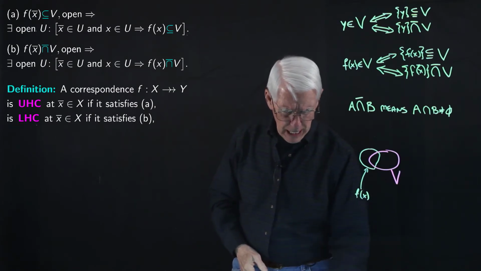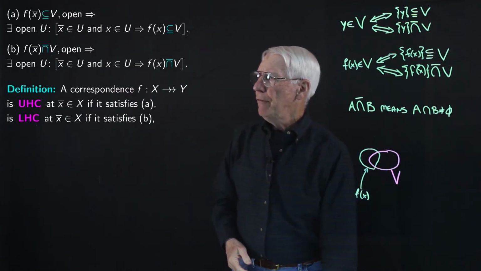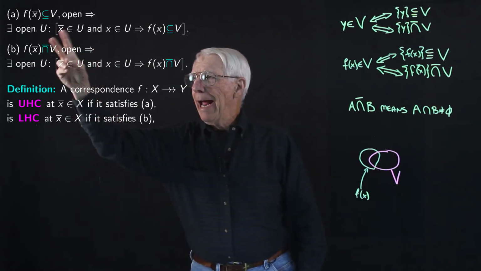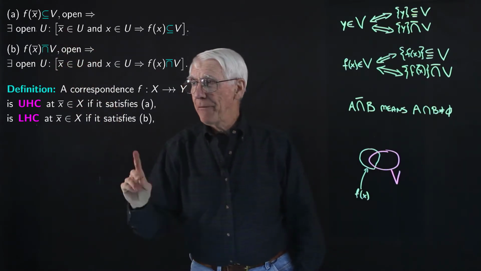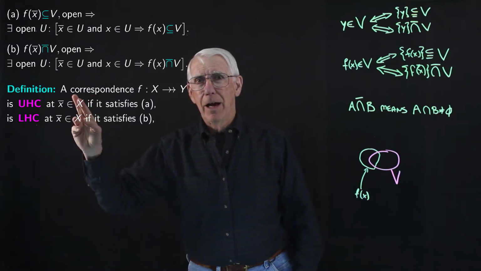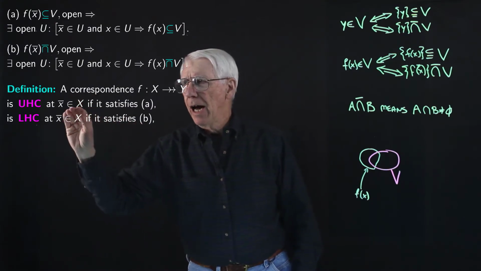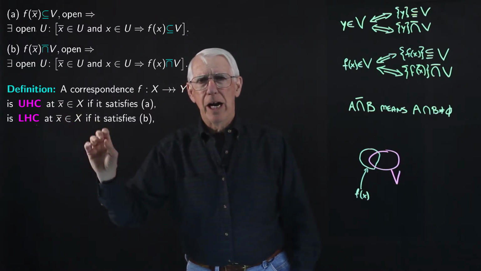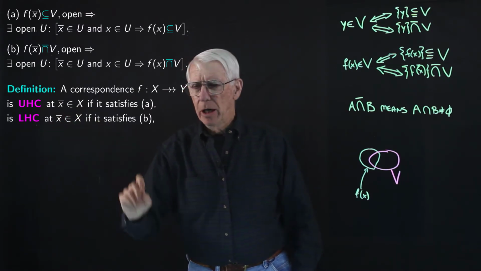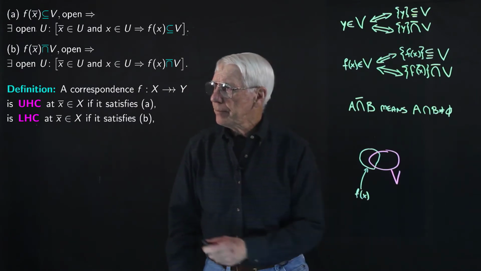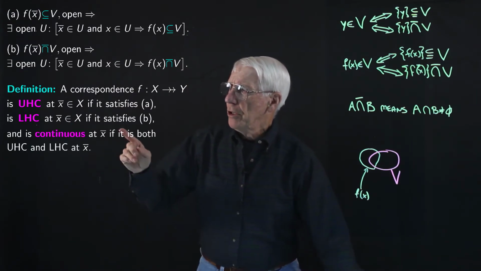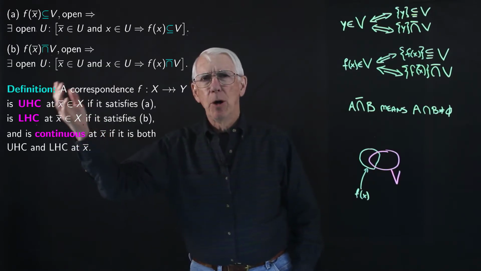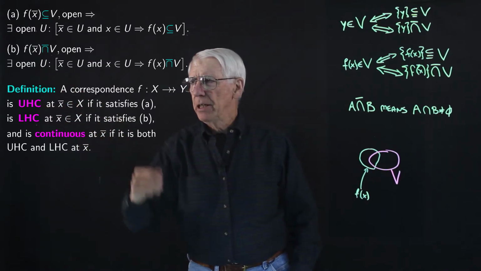I have taken off those curly braces, and so now A and B really are the definitions of a correspondence being upper hemicontinuous at x bar or lower hemicontinuous at x bar. And in fact, we also say that the correspondence is continuous at x bar if it's both upper and lower hemicontinuous.